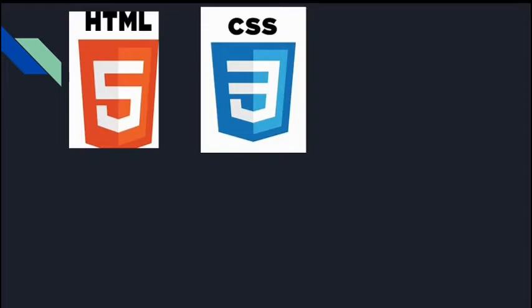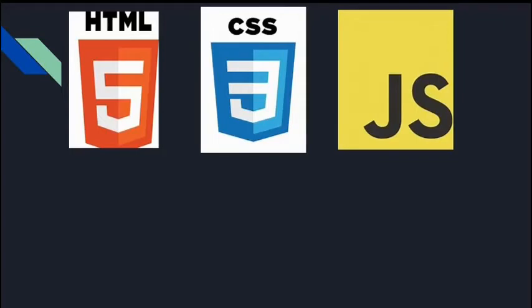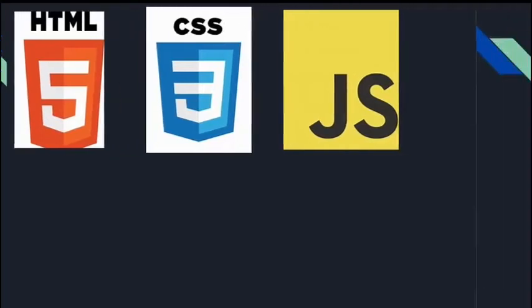And the third language, which is JavaScript, called JS, is a backend language. We'll see ahead what is the backend and what is the frontend. This language helps you make your website functional and interactive. So now let's see what these languages are.